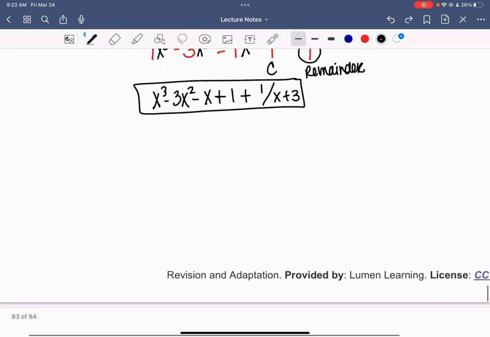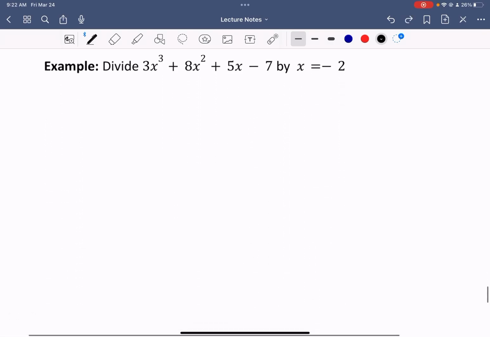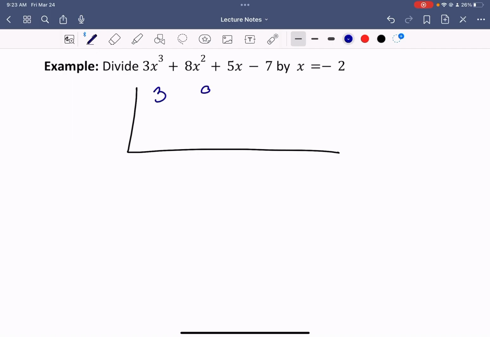Another one now. This says divide 3x cubed plus 8x squared plus 5x minus 7 by x equal to negative 2. So the first thing we're going to do, like the last two, is flip our long division bar upside down. We're going to write in our coefficients of our polynomial. So I have a 3, 8, 5, and negative 7. I'm just pulling these numbers here in descending order of exponents. Then this already has x equal to a number, so I'm just going to put the negative 2 out front. I don't have to manipulate or solve that around.